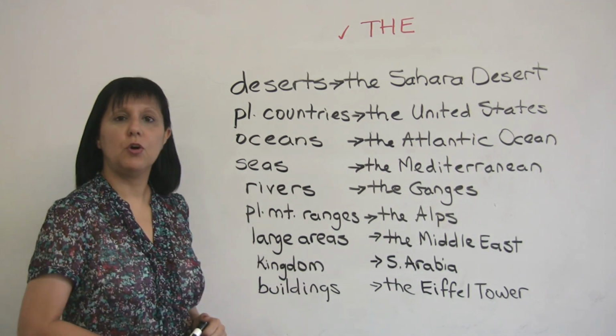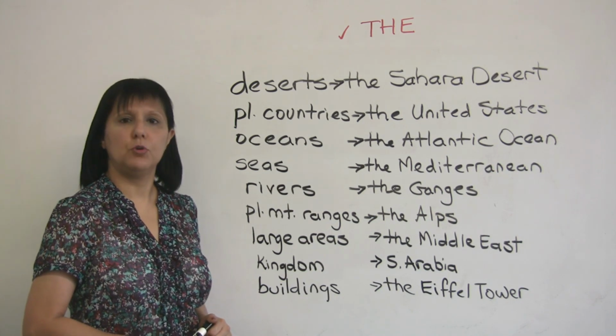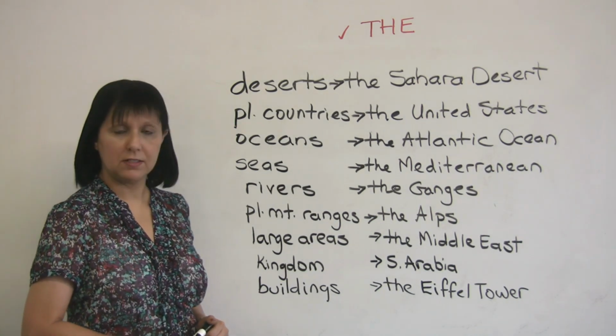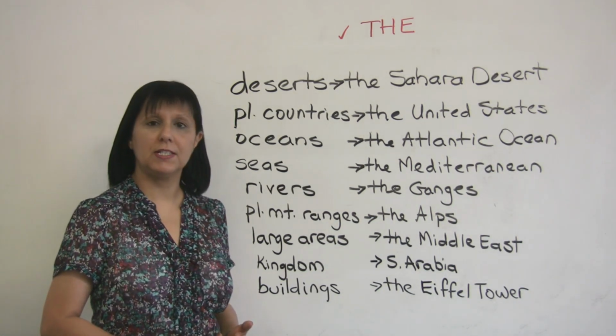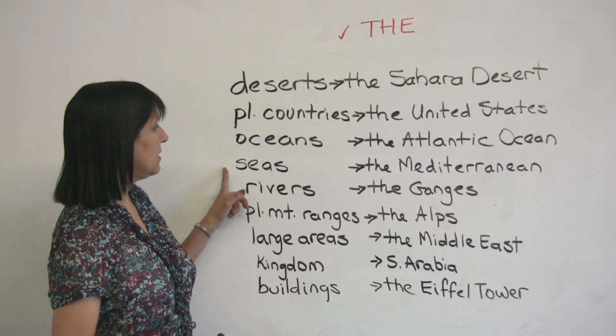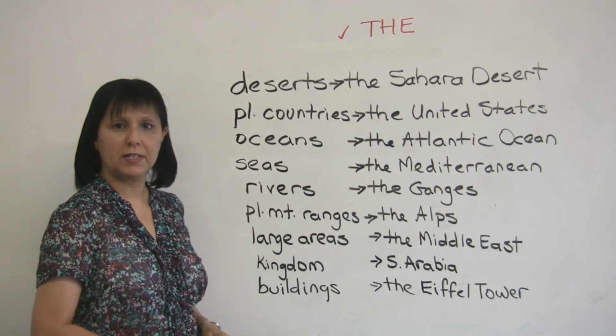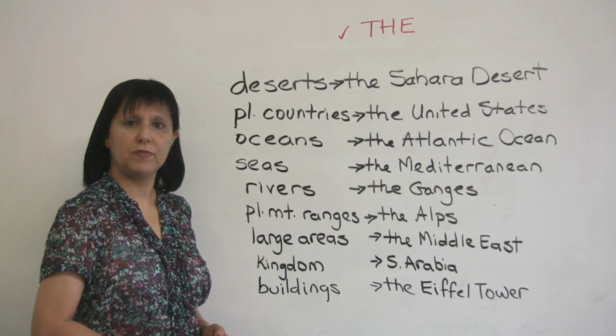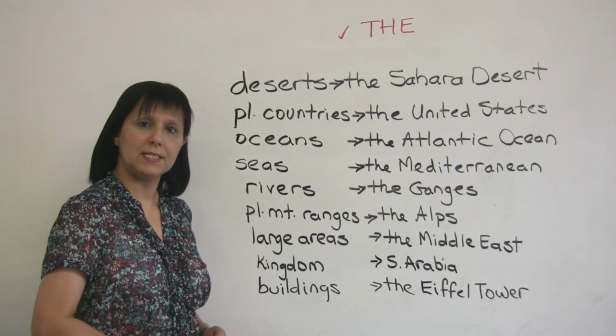Another example, oceans, right? Oceans, we do need to say "the." So we say the Atlantic Ocean, the Pacific Ocean, and so on. All right? We also use "the" when we're talking about seas. The Mediterranean Sea, the Baltic Sea, right?